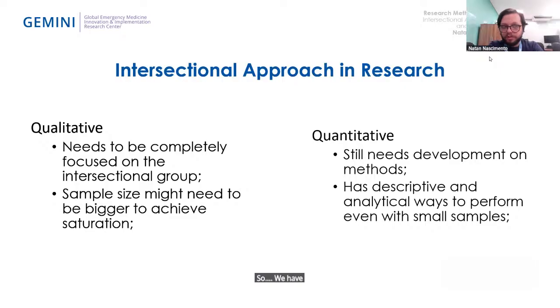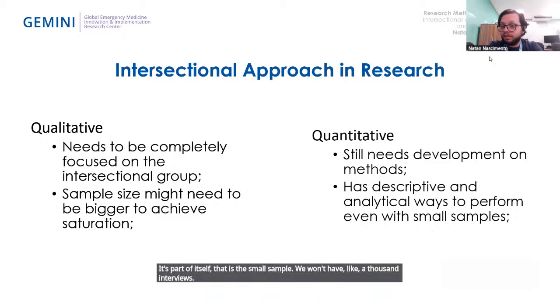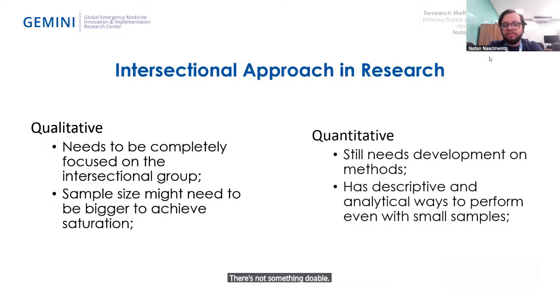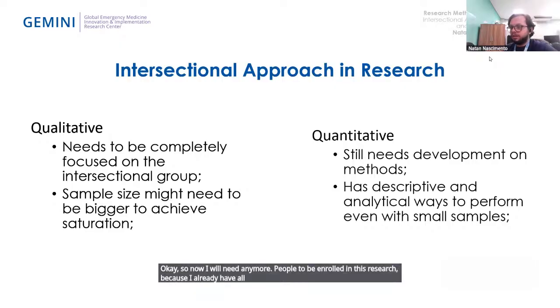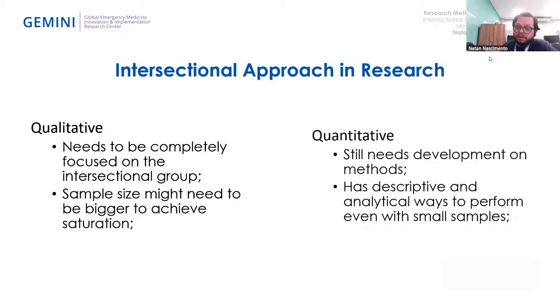It's not a problem with qualitative analysis. It's part of its method. It's part of itself. That is the small sample. We won't have like 1,000 interviews. That's not something doable for a qualitative, because we work in a conception of saturation. We work in a conception of, okay, so now I won't need any more people to be enrolled in this research because I already have all the concepts that I needed. And that is fine because it's part of the method.